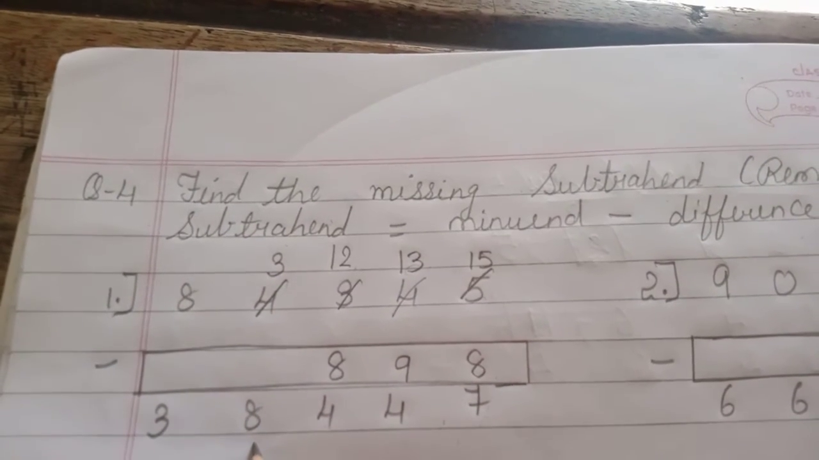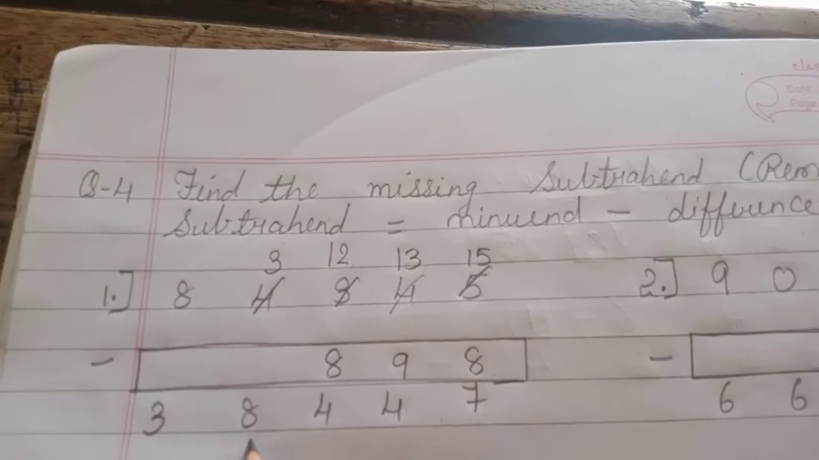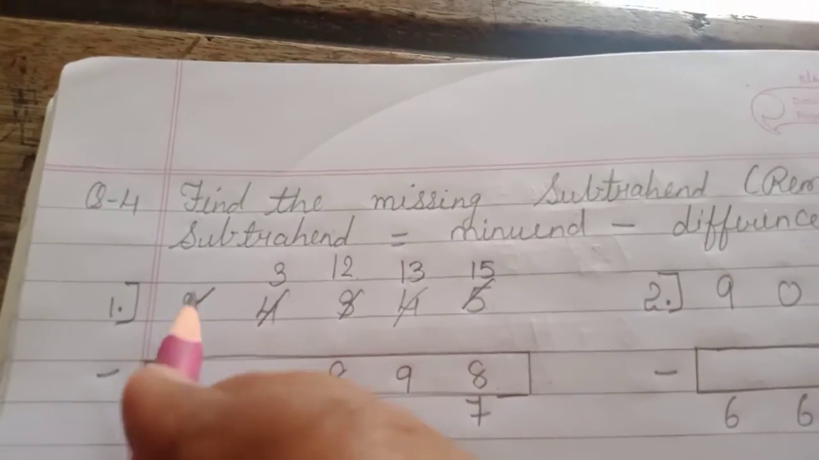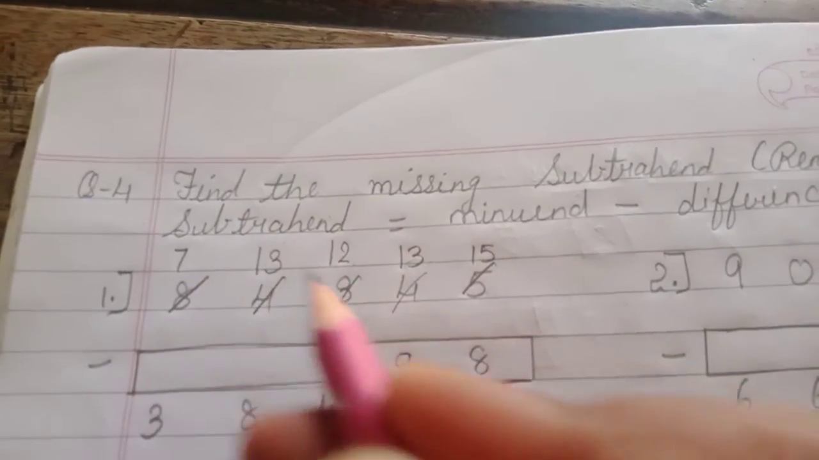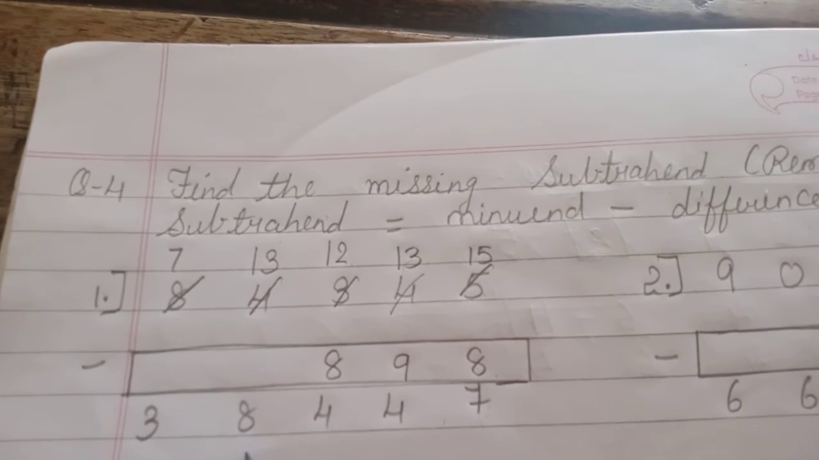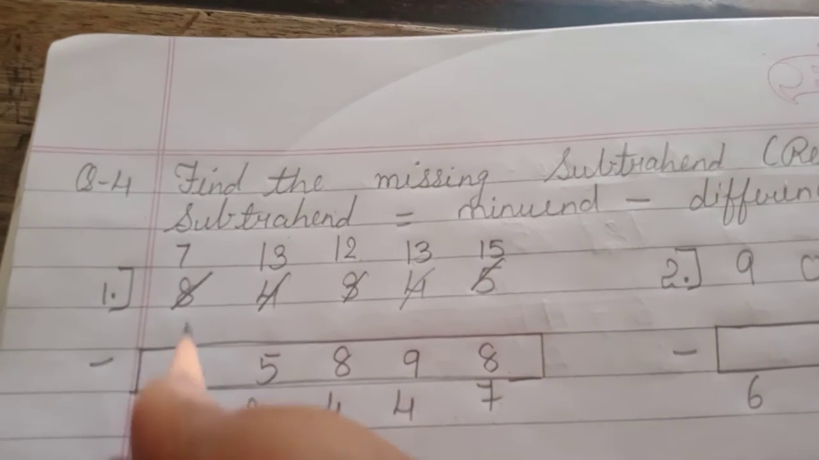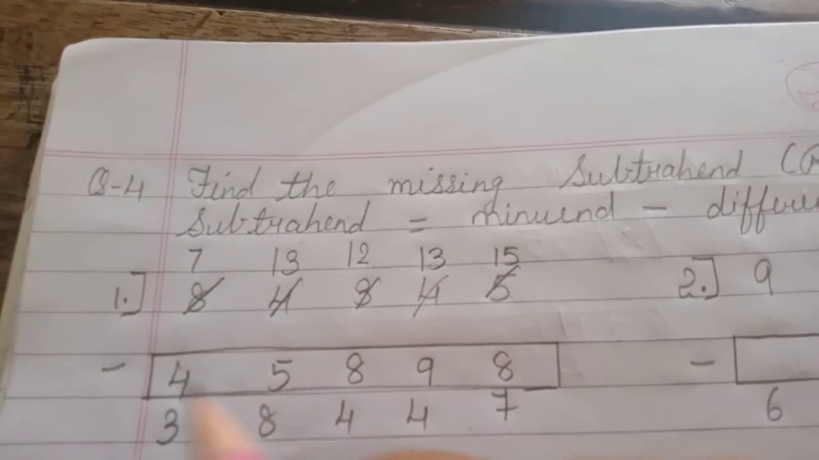Now 3 minus 8 is possible? No. So what we have to do? We have to borrow from 8. So 8 will become 7 and 3 will become 13. So 13 minus 8, we will get 5. Now 7 minus 3, 4.